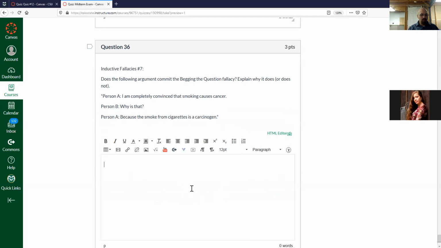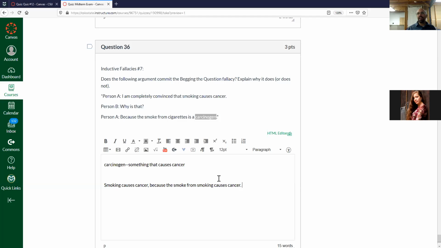Okay. What does it mean for something to be a carcinogen? Something that causes cancer. That's what it means to be a carcinogen. That's just what the word means. So, okay, what is the conclusion actually saying? Smoking causes cancer because the smoke from smoking causes cancer.